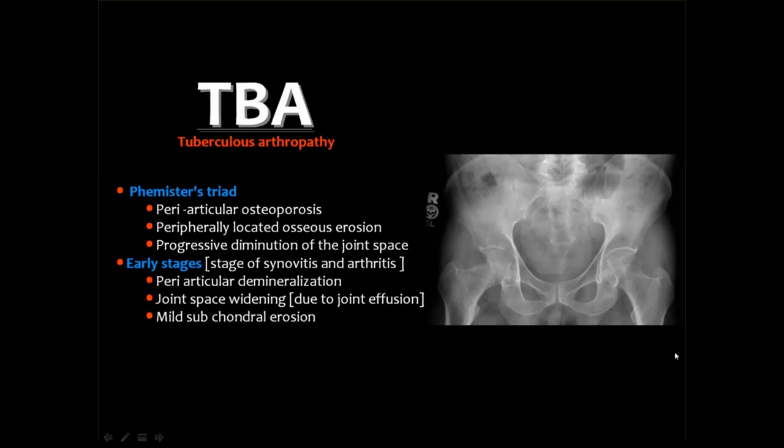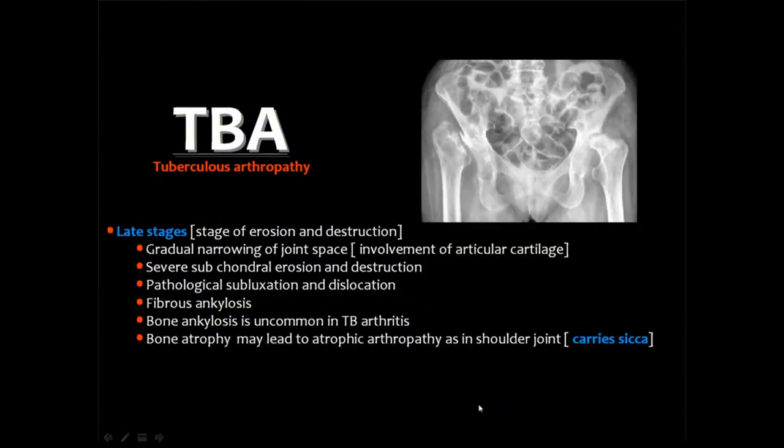In the early stage of synovitis, you get periarticular osteoporosis. You may get joint space widening due to effusion, and you may get some erosive changes, exactly similar to those seen in pyogenic arthritis. Then in the late stage, which is the stage of erosion and destruction, you get gradual narrowing of the joint space with destruction of the articular cartilage, and you get erosions and also subluxation and even dislocations of the joint.